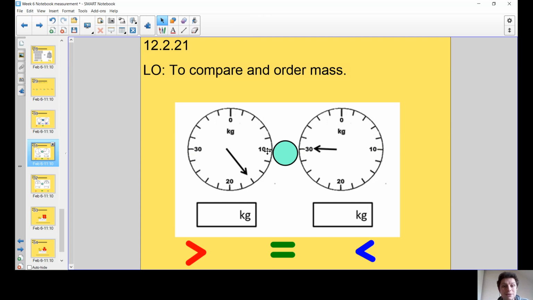2, 4, 6, 8, 10. Hey, we're counting in twos. 12, 14, 16 on that side. So we've got 16 kilograms over there.